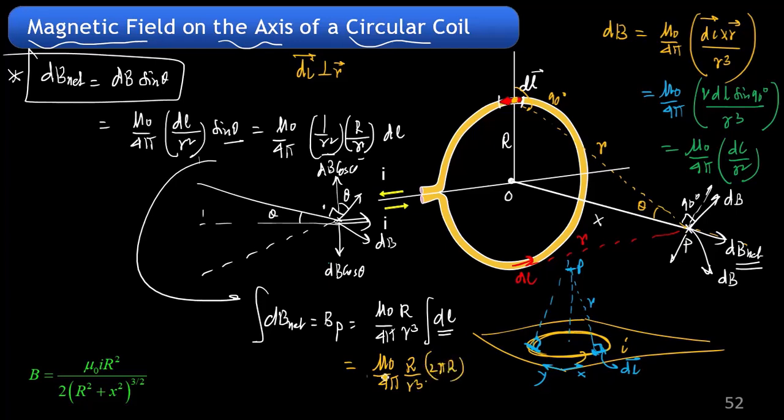2 pi capital R is the loop length. So ultimately, 4 pi cancels out. So ultimately we are left with mu naught into capital R square. Sorry, another I component is there. I have missed that. So in the Biot-Savart law there is the I number. So every time the I will be the current. So current will be there. So ultimately we are left with this number multiplied by I.